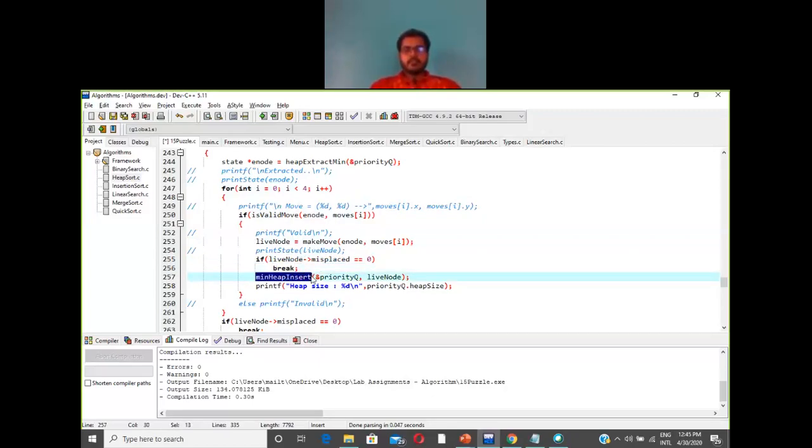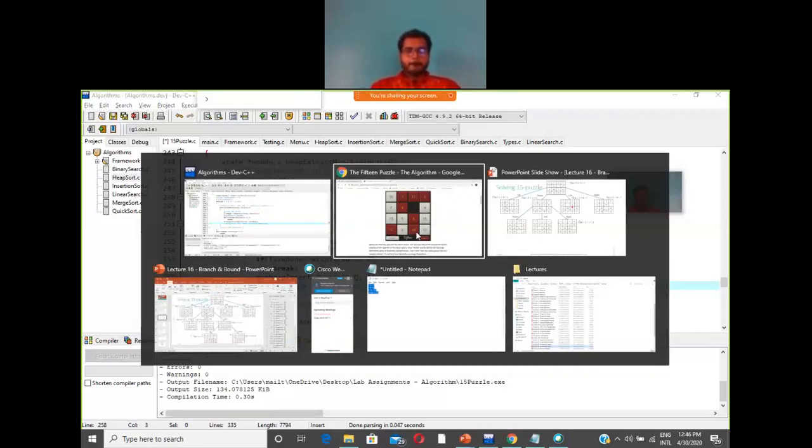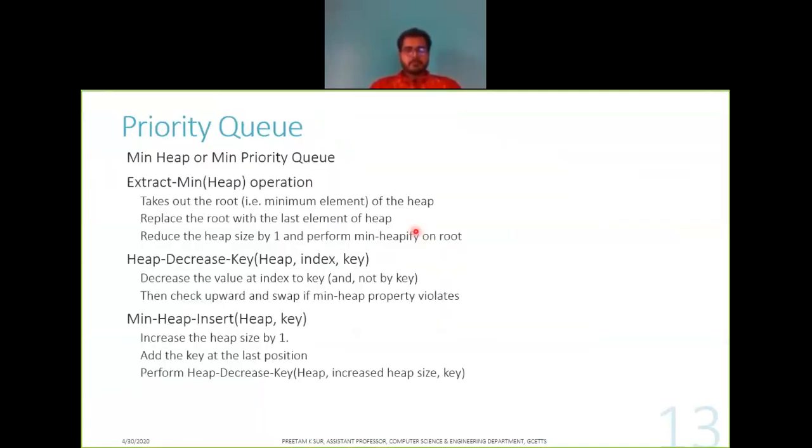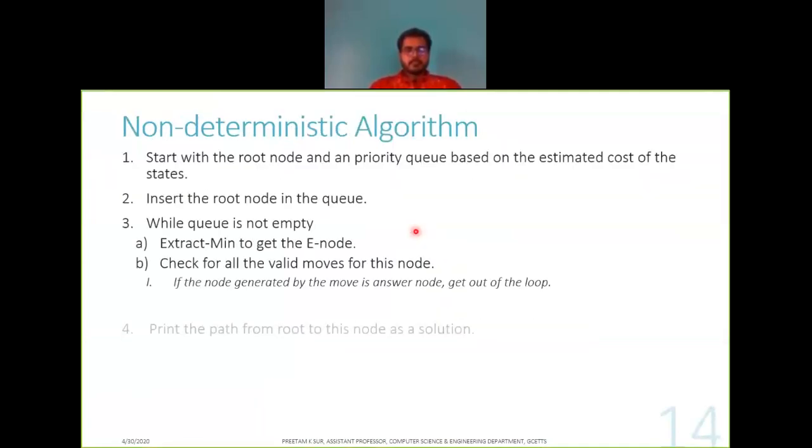Since this move was valid, we'll now insert the newly generated node into the queue. I have printed the queue size, the heap size, here so that you can understand the heap is increasing. You can also comment it out, but that is what we are doing. This is basically our algorithm. If I come to the slide, this is basically our algorithm.